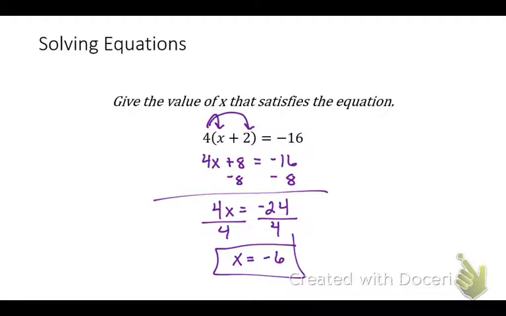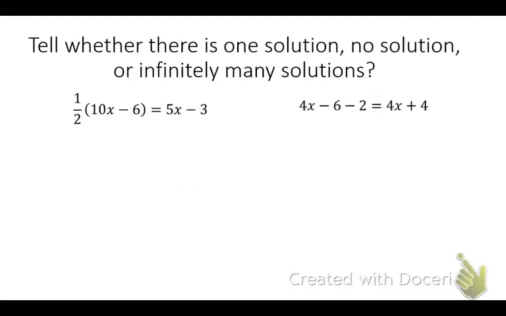All right, Talila, come up and spin the spinner for me, please. All right, next question. Tell whether there is one solution, no solution, or infinitely many solutions. So the problem that we just worked, where we said x equals -6, that was one solution. Okay, so now what I'm doing here is I'm trying to figure out if there's one solution like the one we just did, no solution, or infinitely many solutions.